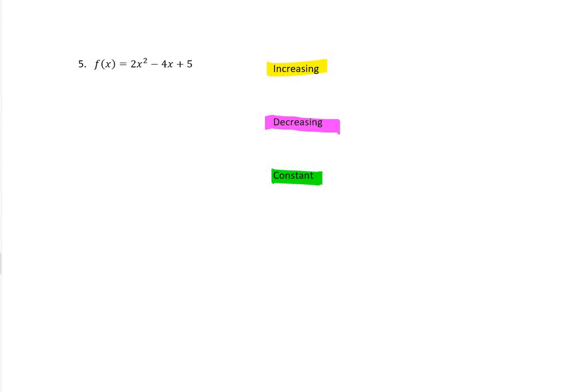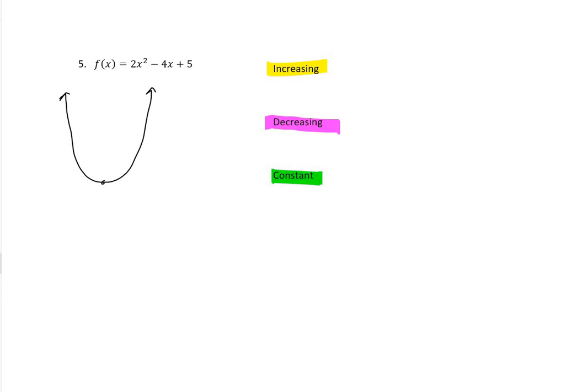Okay, problem 5. You see I have a quadratic here, but I don't have the graph. So what I need to do is make a quick sketch of that. I can either do that just from what I've learned about graphing, or I can stick this in my graphing calculator. This is going to be a parabola that opens up. And I am interested in this vertex.